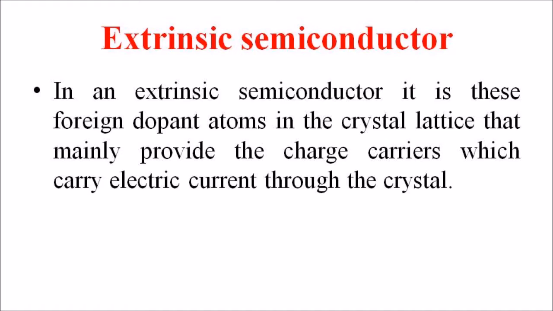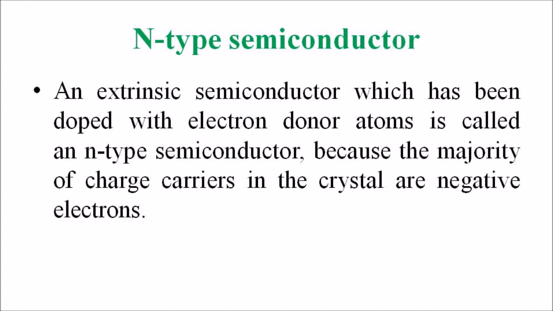The doping agents used are of two types, resulting in two types of extrinsic semiconductor. An electron donor dopant is an atom which, when incorporated in the crystal, releases a mobile conduction electron into the crystal lattice. An extrinsic semiconductor which has been doped with electron donor atoms is called an N-type semiconductor, because the majority of the charge carriers in the crystal are negative electrons.